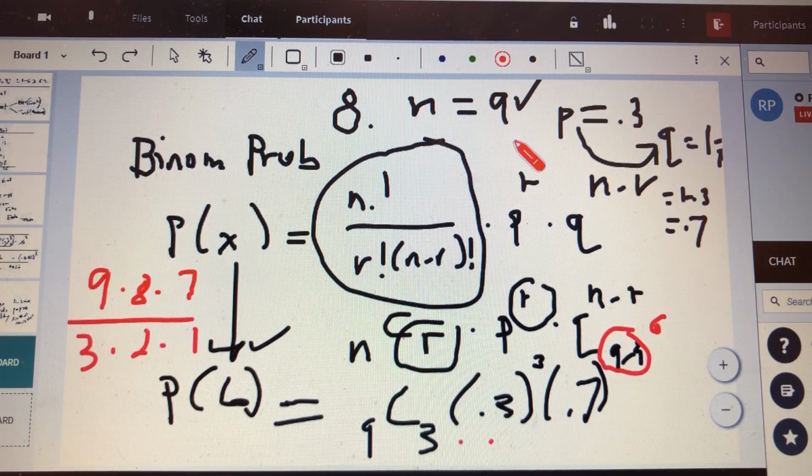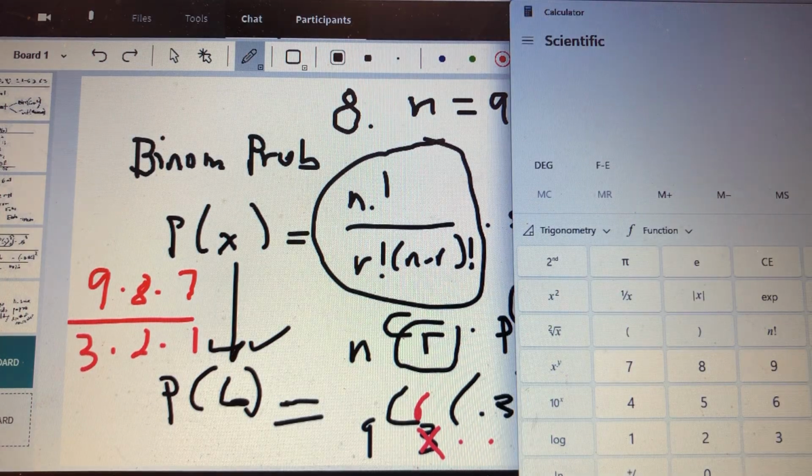Oh no, that's what I did wrong. It was supposed to be 9 combination 6. I don't know where I got this 3 from. This is 6, not 3. So this will be 9 minus 6, which equals 3. Okay, so 9 combination 6 is a little longer.